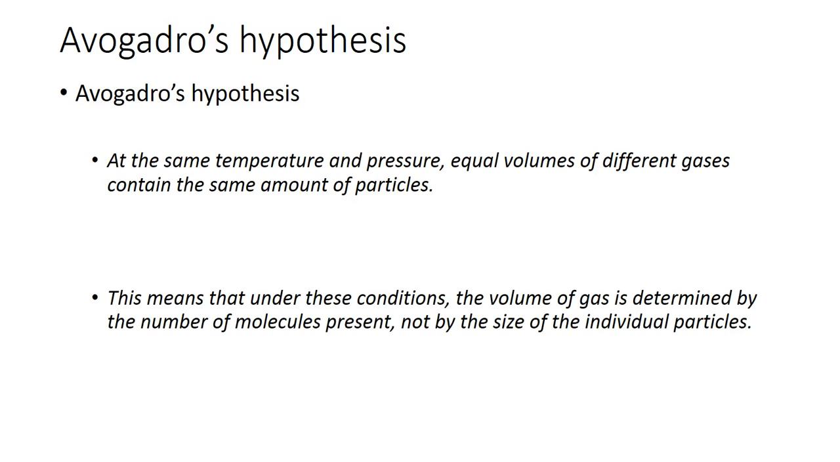So this means that under these conditions, the volume of a gas is determined by the number of molecules present, not by the size of the individual particles. Let's say we have 10 molecules of oxygen gas in one container, and 10 molecules of ethane gas in another container. At constant temperature and pressure, it doesn't matter whether oxygen is bigger than ethane or ethane is bigger than oxygen. What matters is how many molecules of each we have. They will have the same volume.